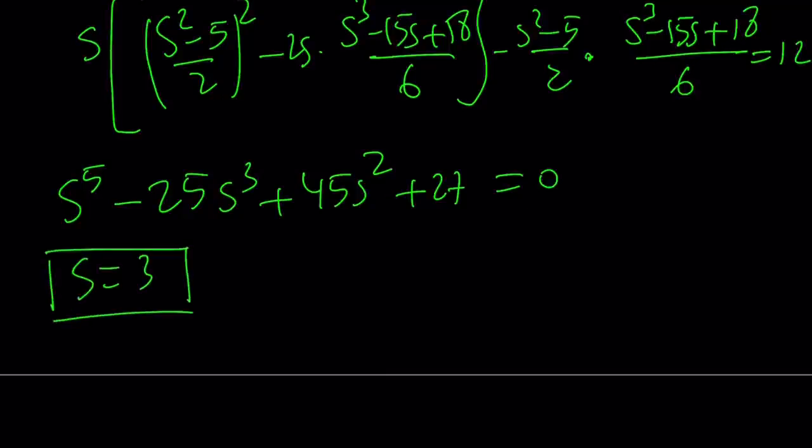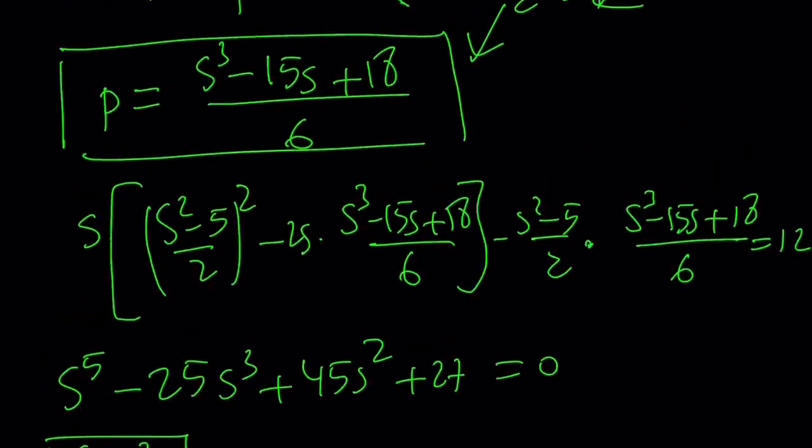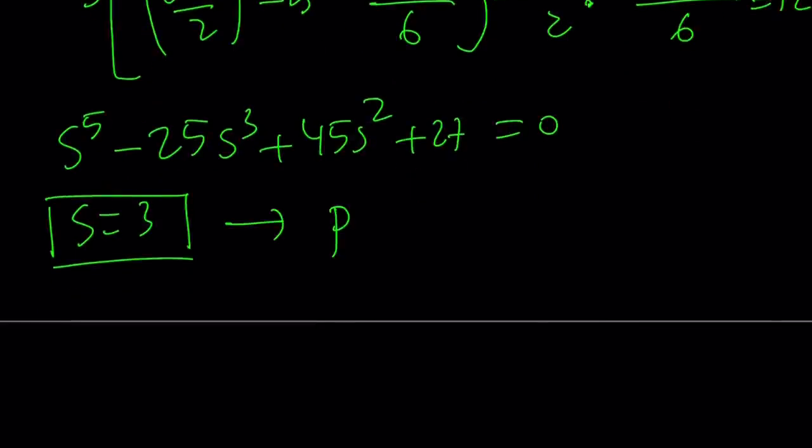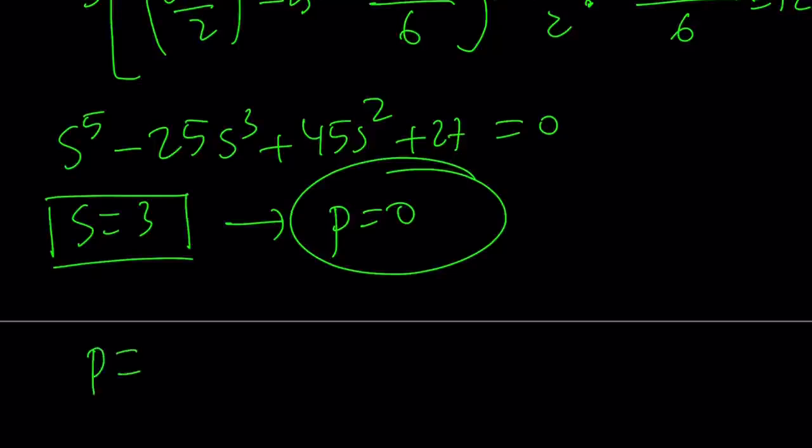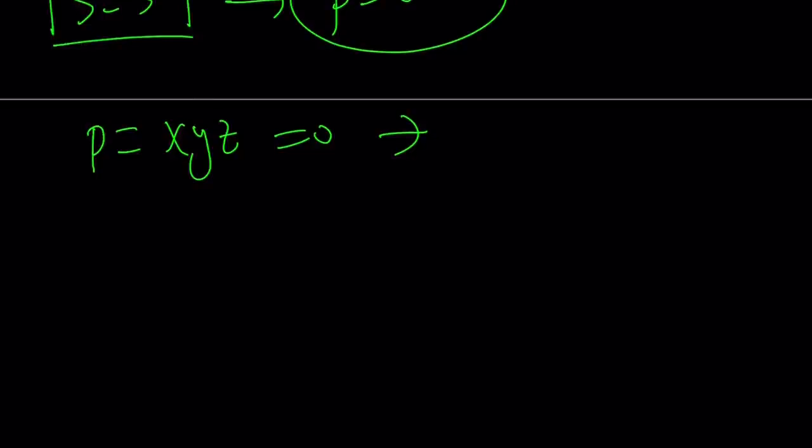It satisfies this equation. If you plug in s equals 3 here and here, 3 cubed is going to be 27 plus 18 is 45 minus 45 is going to be 0. Yay! P becomes 0 from here, which is real nice because that gives you a lot of good information. Remember, P is the product, so P equals 0 means xyz is equal to 0. So let's just go ahead and assume that z is equal to 0, or find out what happens if z is equal to 0.